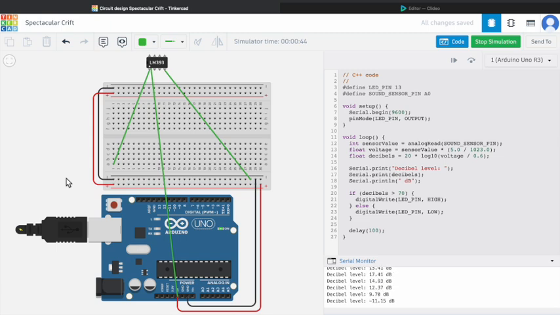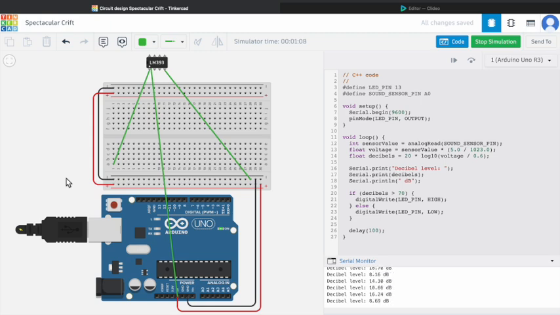Decibel calculations. The voltage value is then used to calculate the sound level in decibels. Next we come to display and decision. The decibel level is printed to the serial monitor, allowing you to see real-time sound levels. The program then checks if the sound level exceeds 70 decibels. This threshold can be adjusted based on your needs.